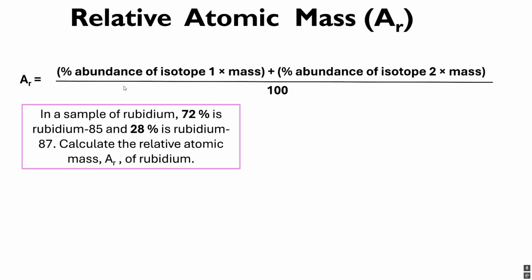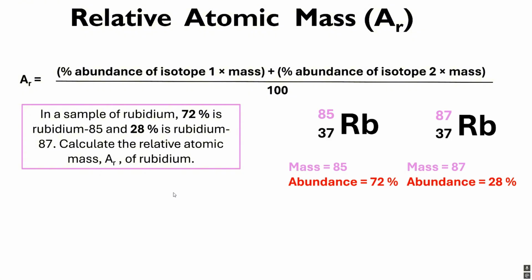Read the question in the box and use the equation to work out the relative atomic mass of rubidium. Pause the video now. So, in a sample of rubidium, 72% is rubidium 85 and 28% is rubidium 87. Calculate the relative atomic mass of rubidium. So we have the mass numbers given to us, 85 and 87, and their percentage abundances are given to us. So we multiply the mass number by the percentage abundance, and we do the same for isotope 2. We add those numbers and divide it by 100, and we should get 85.6.